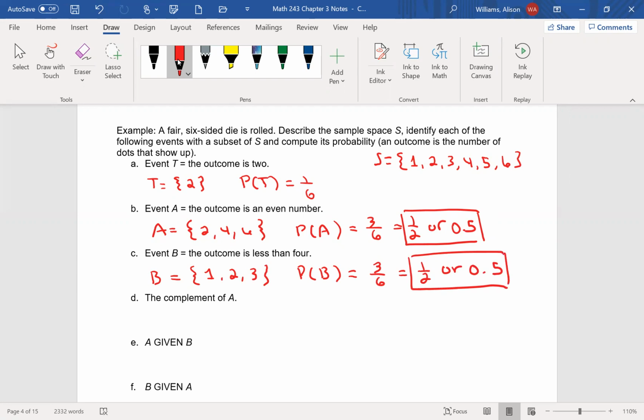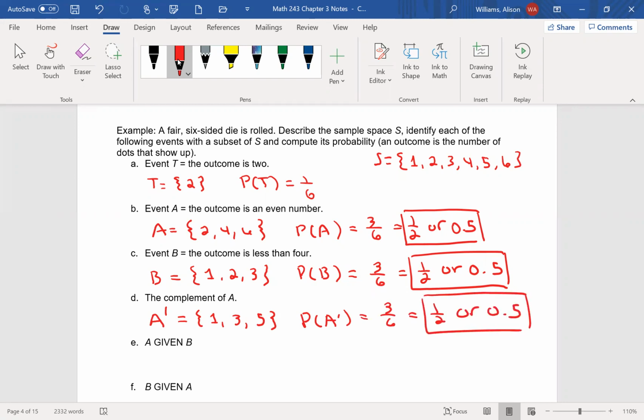All right, the complement of A. They use the terminology A prime to represent that. Since A is the even numbers, the complement would be the odd numbers. So that would be 1, 3, and 5. And the probability of its complement is actually going to be 3 out of 6 again. I'm seeing a theme.